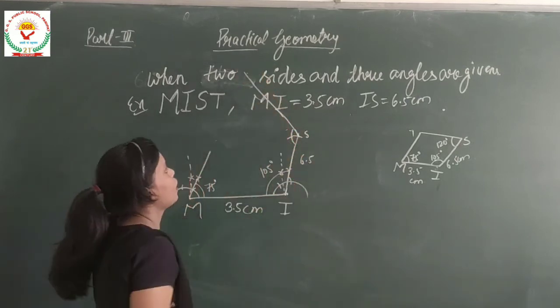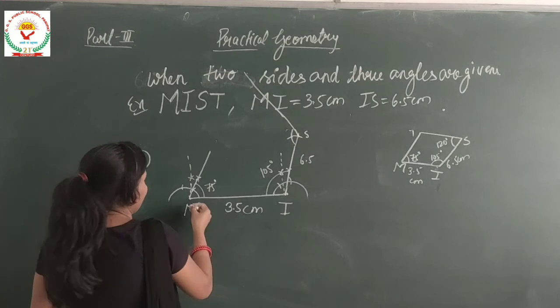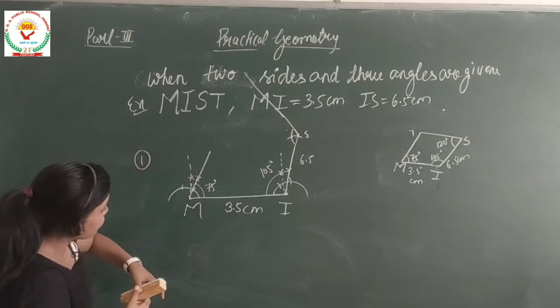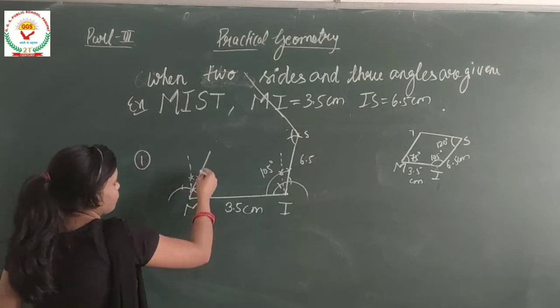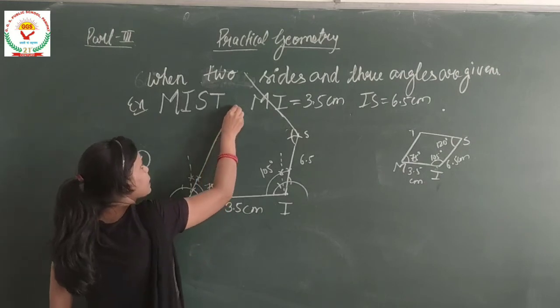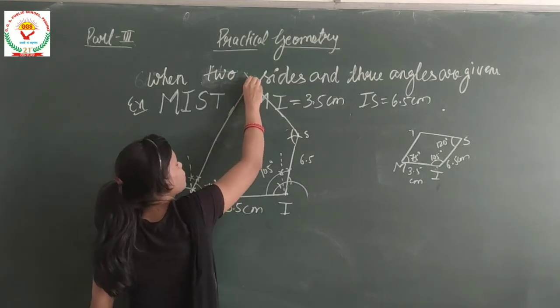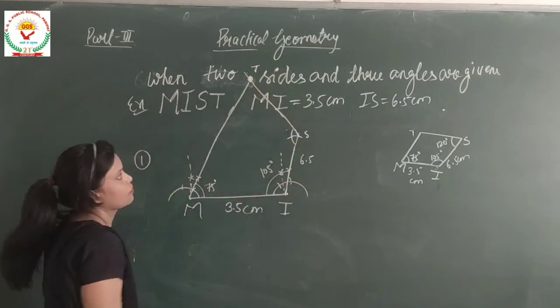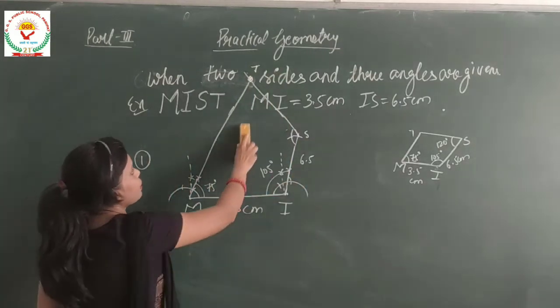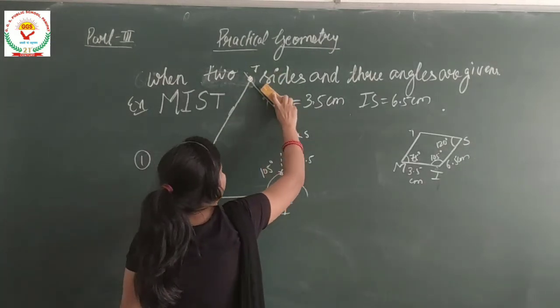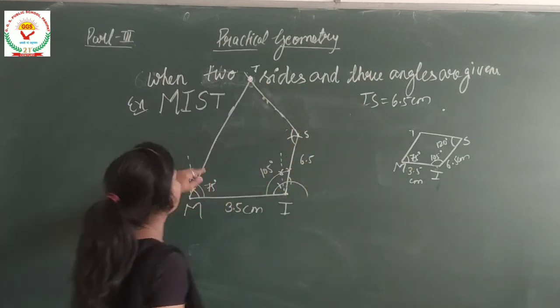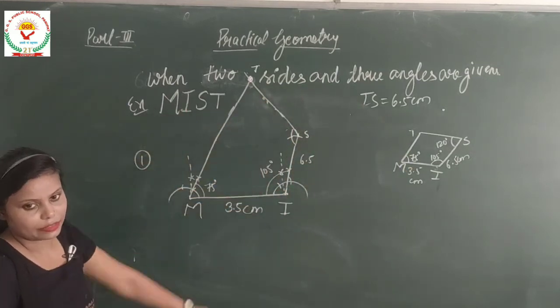Stretch this line, okay, and stretch the angle line of M also. Where they meet, that will be the point T. So this is your quadrilateral made with the help of 2 sides and 3 angles.